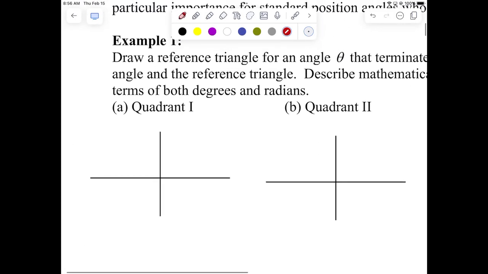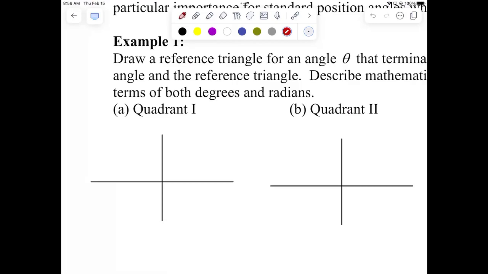Wasn't me, though. All right, if your angle terminates in quadrant one, let's draw a little quadrant one angle. Boom, there's your terminal ray right there. This angle is theta, right? How am I going to create a triangle? Well, here's what we're going to do. From anywhere on the terminal ray, let's say from that point x comma y on the terminal ray, we're going to drop a perp.